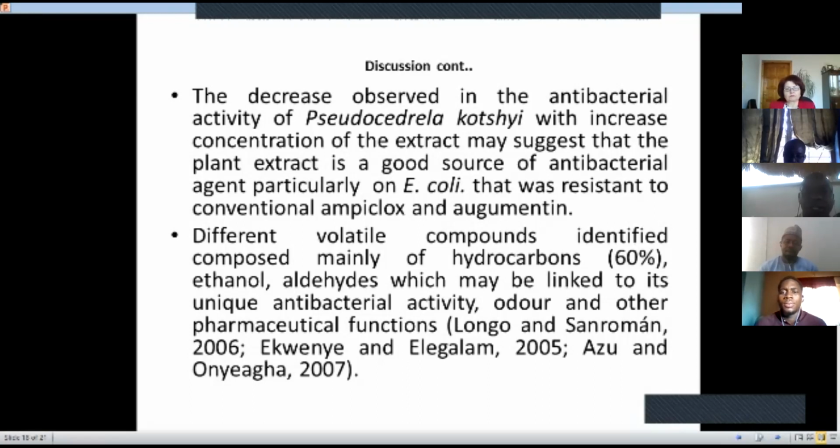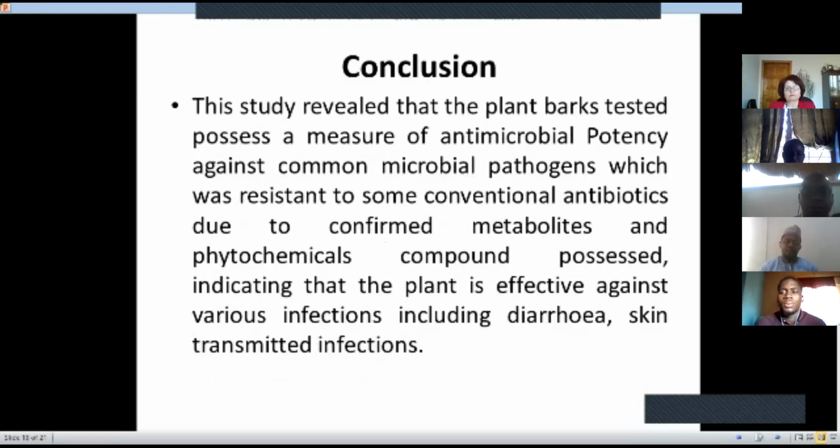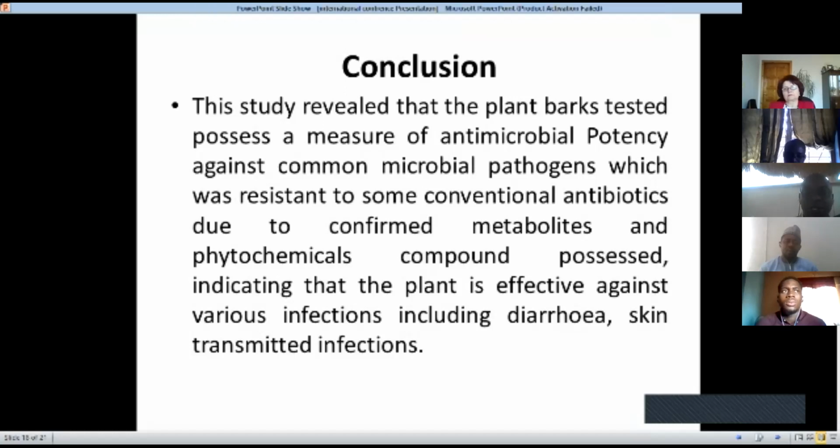In conclusion, the study revealed that the plant bark tested possess a measure of antimicrobial potency against common microbial pathogens, which were resistant to some conventional antibiotics due to confirmed metabolite and phytochemical compounds, indicating that the plant is effective against various infections, including diarrhea, skin infection, mouth infection, and other gastrointestinal infections. Thank you very much for listening.